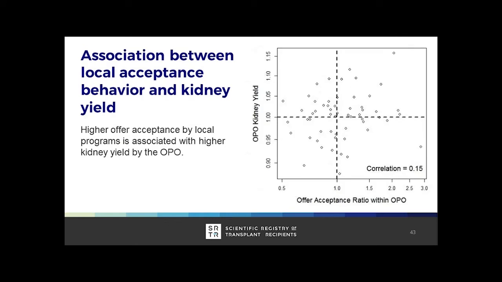This slide shows the association between the local acceptance behavior of the programs and kidney yield. And here there is a positive correlation, slight, but as the programs' offer acceptance ratios within your local DSA increase, in other words, moving from left to right on the x-axis, we do see higher kidney yield from those OPOs. We've looked at this in kidney for now. So this is suggesting that if you have a DSA with programs that are more willing to accept those kidneys, that actually does play along with having higher kidney yield within the OPOs.